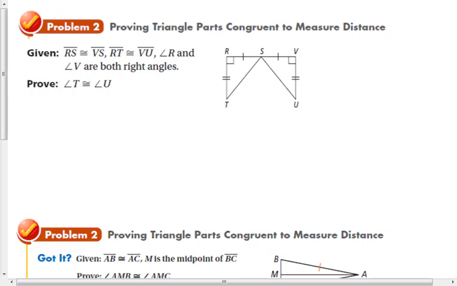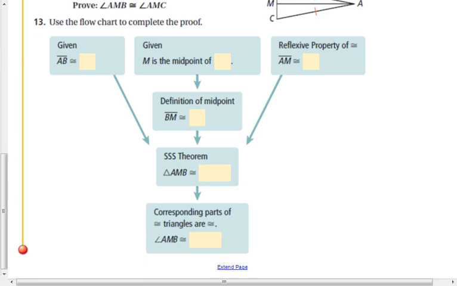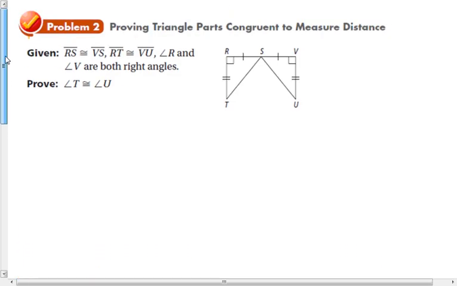All right, one more problem. We're going to prove triangle parts congruent to measure distance. Again, what we're going to do is figure out how these two triangles are congruent, and then use corresponding parts of congruent polygons are congruent to show that angle T is congruent to angle U. And it looks like we're set up to do side, angle, side, because we have two sides and an included angle. So that's how we're going to prove this one.